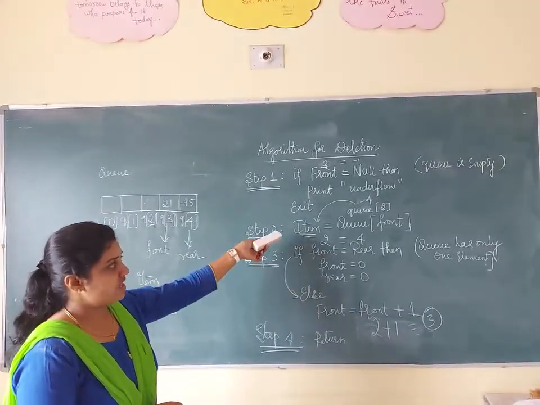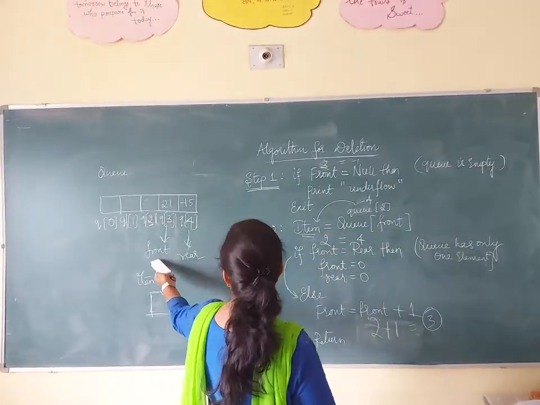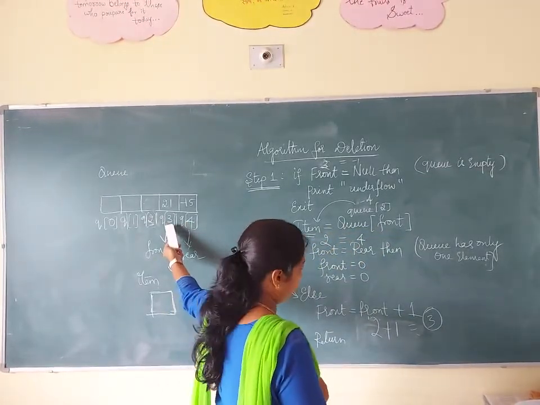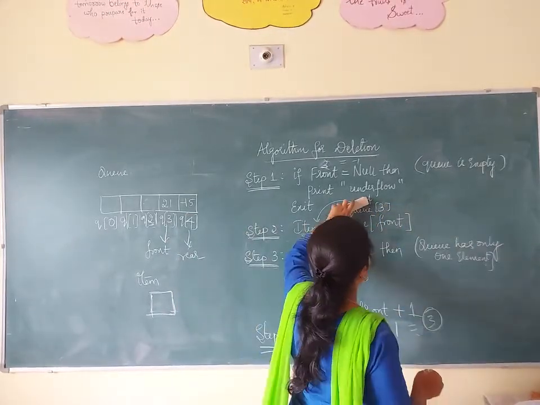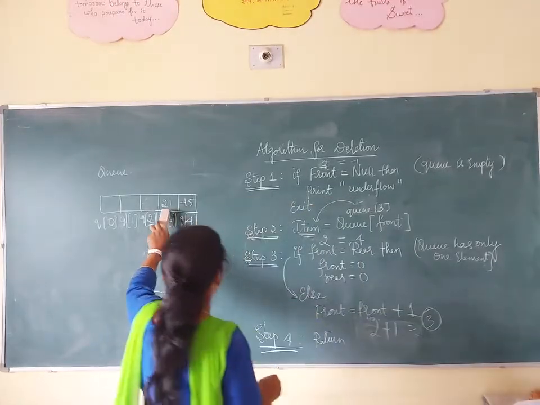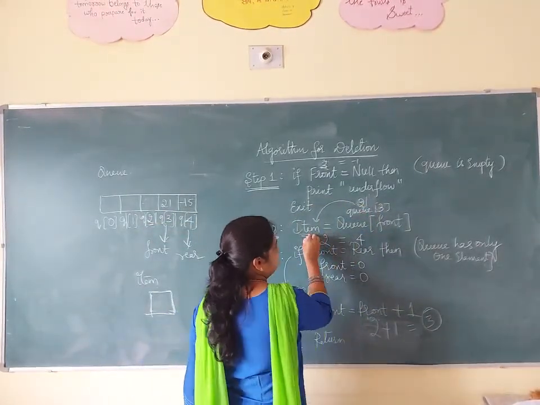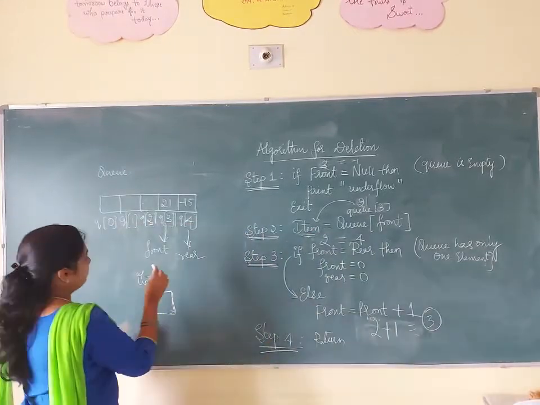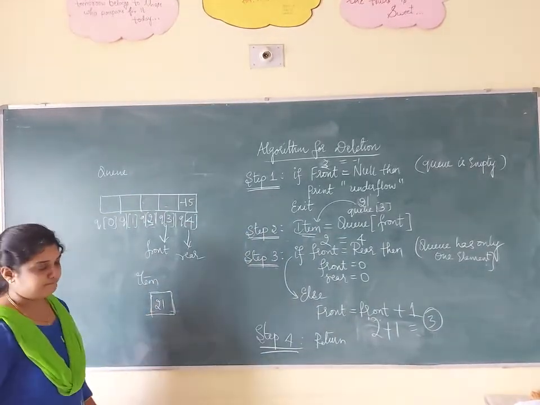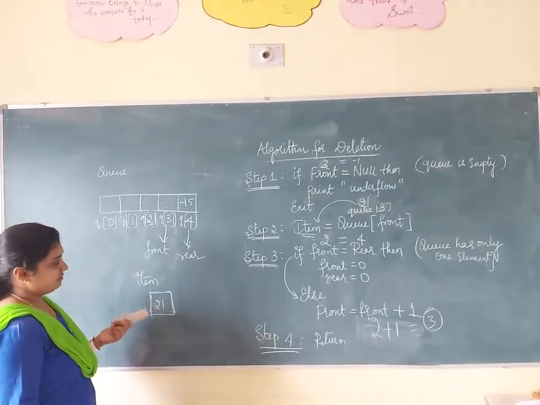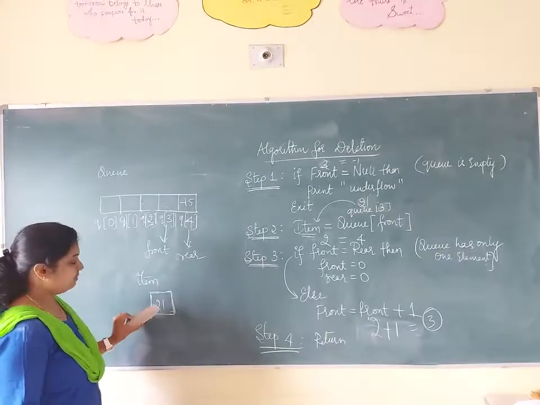Step 2. In step 2, item is equal to Q of front. Q of front is pointing to 3, so the front value will be 3. Q of 3. In Q of 3, which element am I having? 21. 21 will be shifted to the item variable. Now take this 21 and store it in the item variable. So the item variable will automatically be 21.